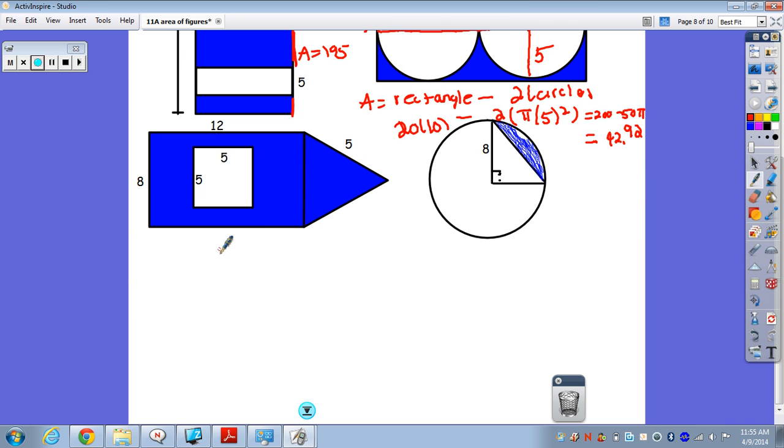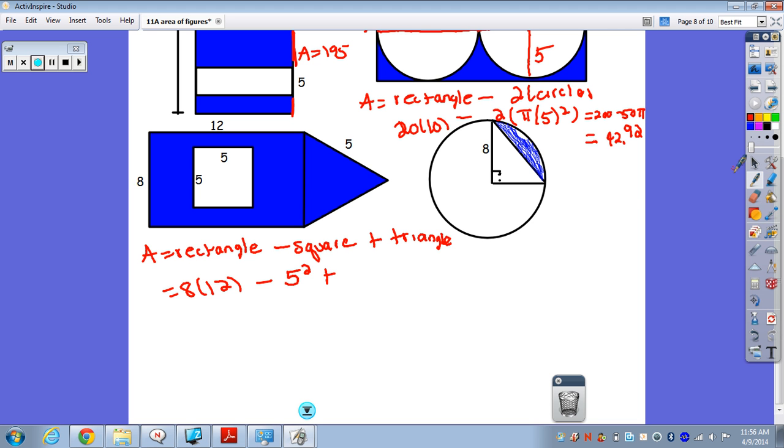And then this example, we want the shaded region. So this is kind of a combination of both types. We have a rectangle with a square taken out of it, and then we have a triangle. So we're going to have to find the area of the big rectangle and then subtract the square, and then we will have to add the area of the triangle. So the rectangle is base times height, which is 8 times 12. A square is the side squared, or base times height, so that's 5 times 5, or 5 squared.